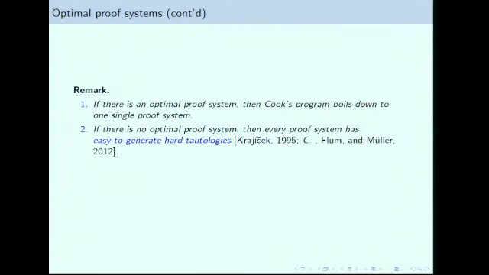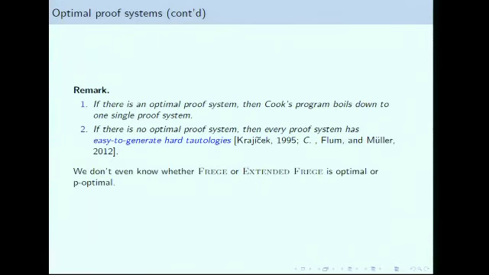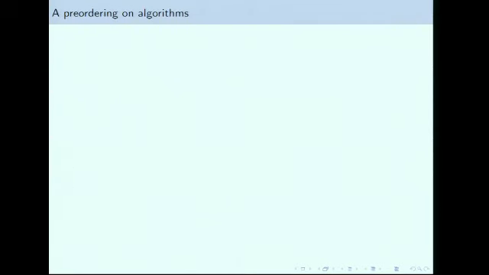We can show that every proof system has so-called easy to generate hard tautologies, by a result due to Krajicek and later reproved by me, Flum, and Moritz. I will explain this later at the end of my talk, what we mean by easy to generate hard tautologies. But at the moment, we don't even know whether Frege or extended Frege is optimal or P-optimal. So that's also an open problem.